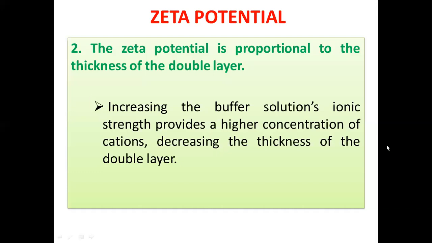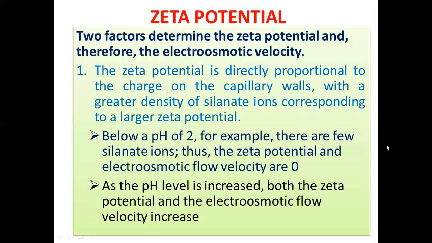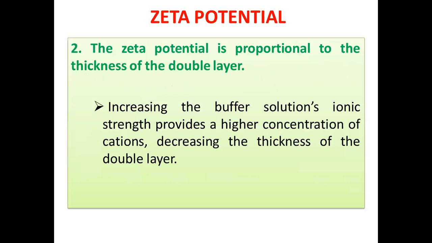So these are the two factors. The first factor is that the zeta potential is directly proportional to the charge on the capillary walls, so it is decided by the pH. The pH must always be less than 2, so that the ionization of silanol groups can be avoided, and hence the zeta potential can be minimized to 0. Therefore, electro-osmotic flow can also be minimized to 0.